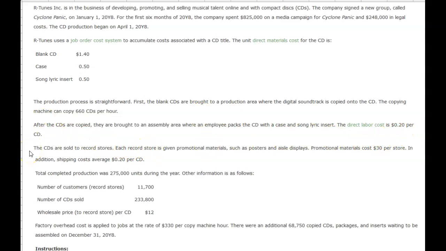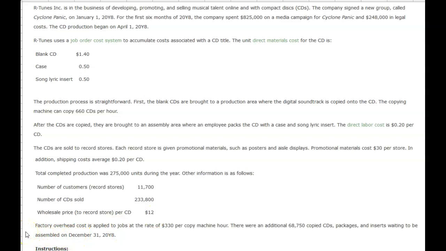Then the CDs are sold to record stores, and each record store is given promotional materials, such as posters and aisle displays. Promotional materials cost $30 per store, and in addition, the shipping cost averaged 20 cents per CD. So total completed production was 275,000 units. Number of customers, 11,700. Number of CDs sold, 233,800. And the wholesale price to the record store per CD is $12.